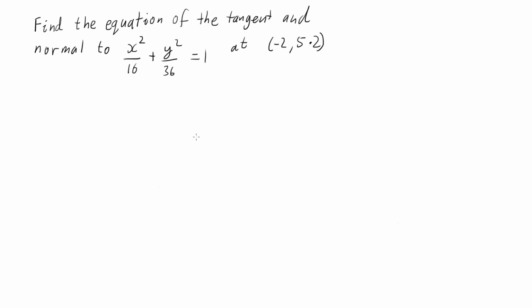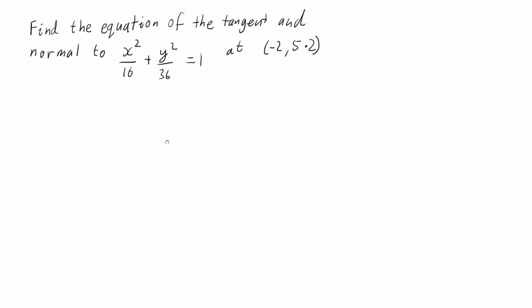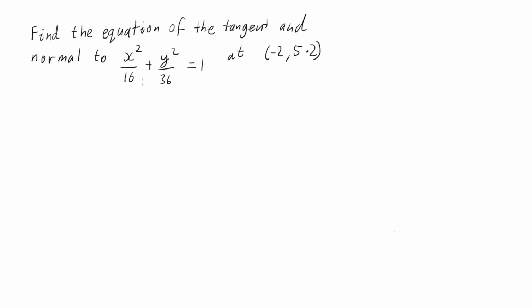Hi, in this video I'm looking at finding the equation of the tangent and normal to this equation here, x squared on 16 plus y squared on 36 equals 1 at the point (-2, 5.2). The tangent and normal both require us to have the gradient, because the tangent is the line with the gradient at that point and the normal is perpendicular to the tangent at that point.